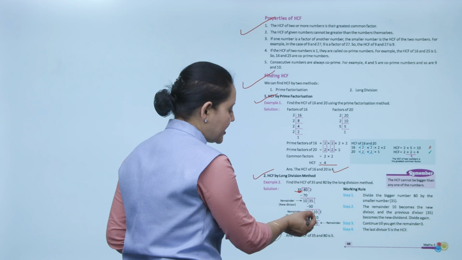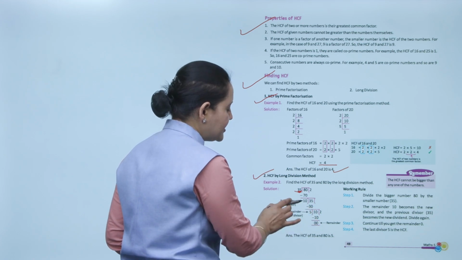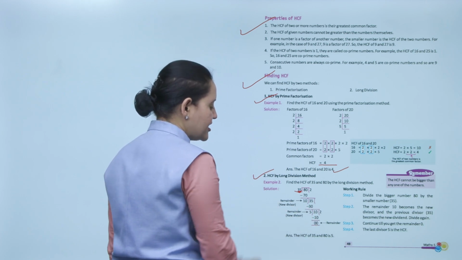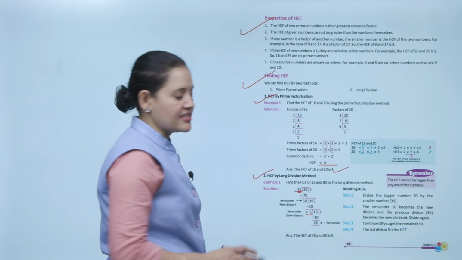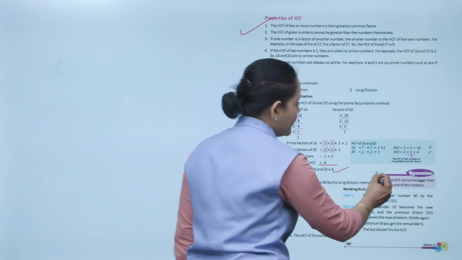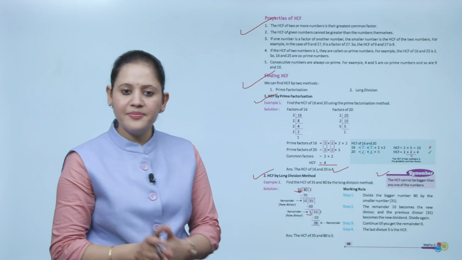Clear? Subtract करेंगे, we'll get 5. Now 5 will become the divisor and 10 will become the dividend. 2 times होगा, until we get 0 as the remainder. So the last divisor is 5. That is the HCF. Clear? Remember, the HCF cannot be bigger than one of the numbers. Clear?